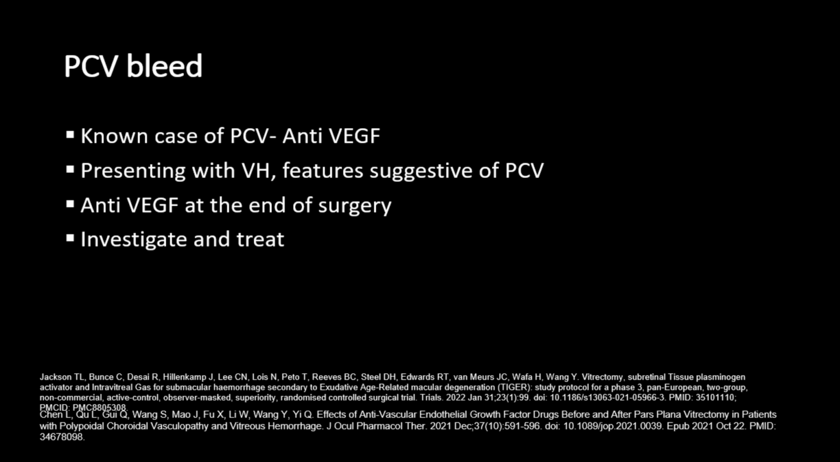PCV related bleed can present in multiple ways. A known case of PCV can present with vitreous hemorrhage, which is not caused due to anti-VEGF injection. In such cases, they can be taken up for vitrectomy along with anti-VEGF. Another case scenario can be a patient who is not a known case of PCV presenting with vitreous hemorrhage, but the ultrasound features are suggestive of PCV related bleed. Such cases can be managed either with combined vitrectomy or anti-VEGF, or at the end of the surgery, they can be evaluated further and then treatment can be planned.